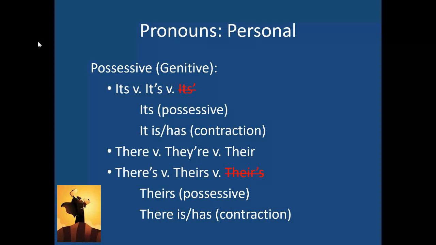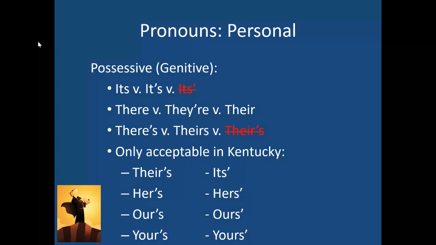There's a there, there's a they're, and there's a their, and there's a theirs and a there's. And the first there's, THERE apostrophe S, means there is or there has. It's a contraction. And then the theirs, THEIRS, is the possessive. Pretty easy stuff.